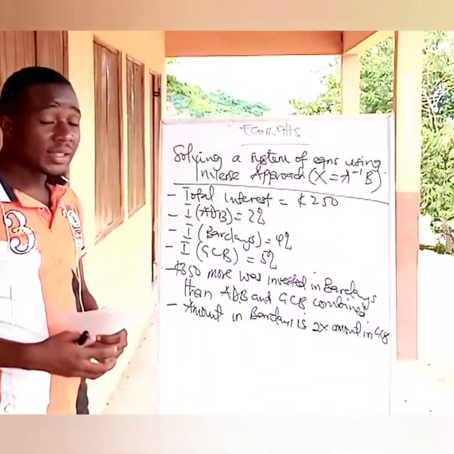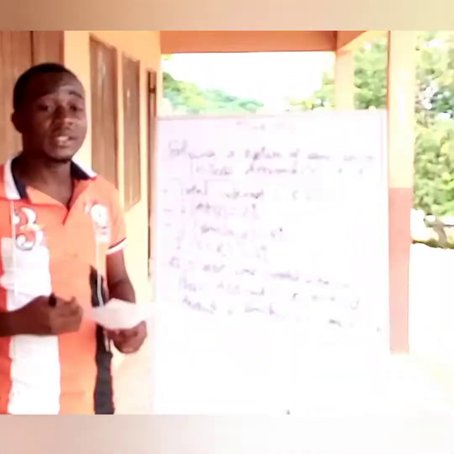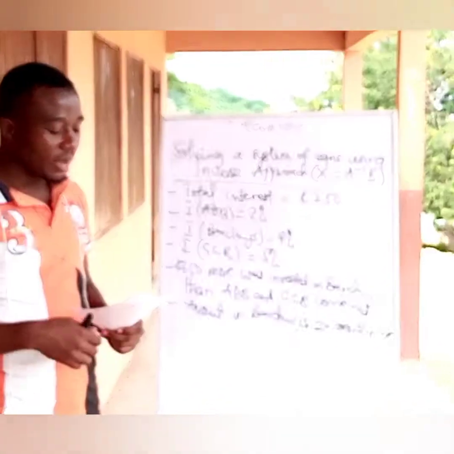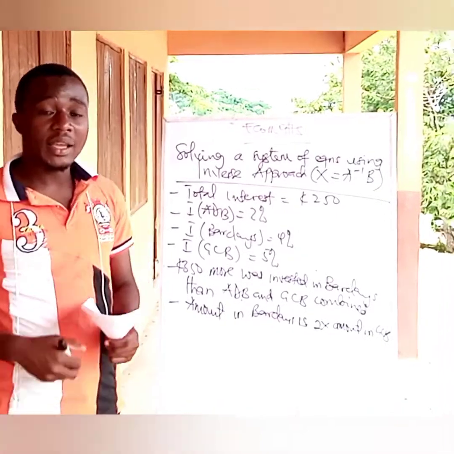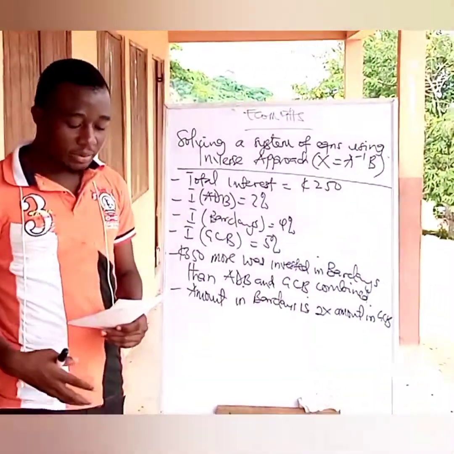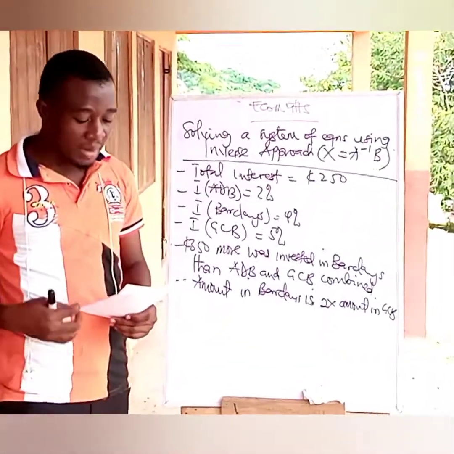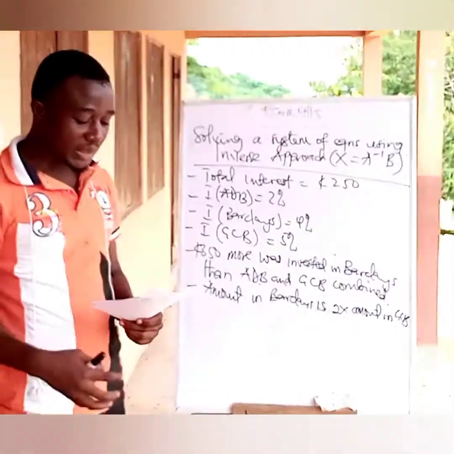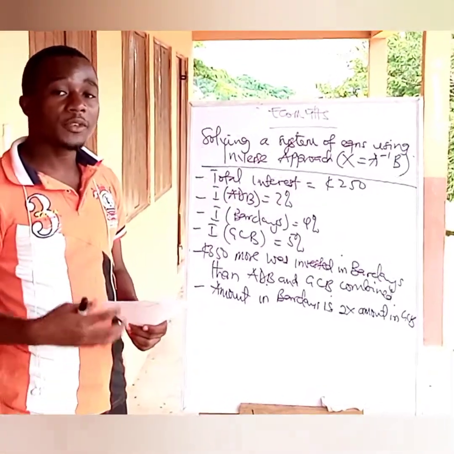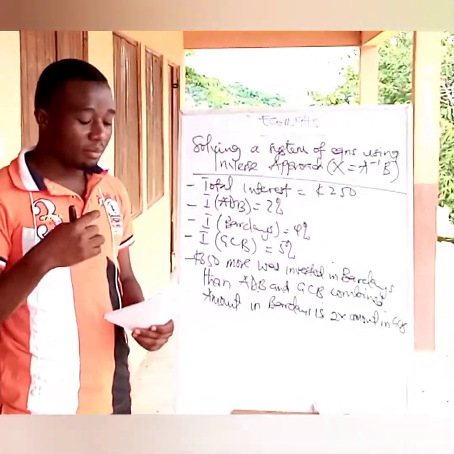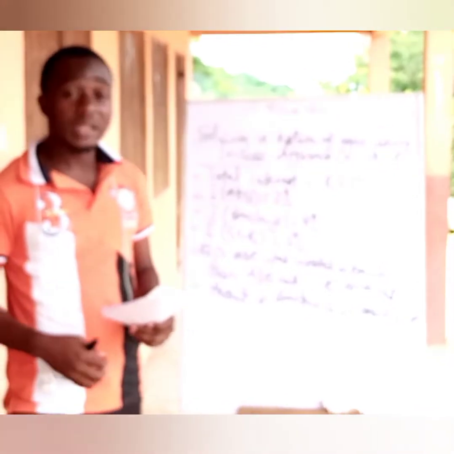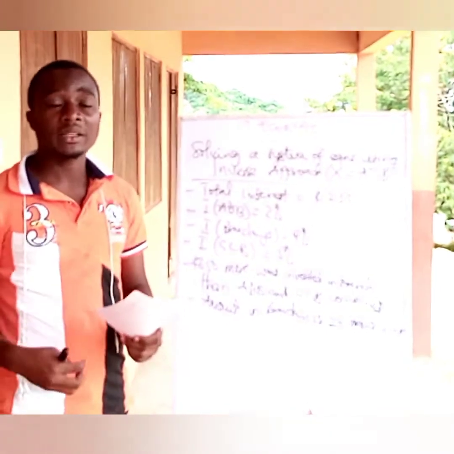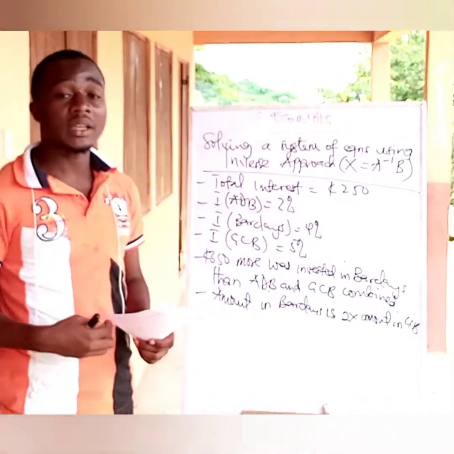Now it says that Stonewall receives 250 cedis per year in simple interest from an amount of money he invested in ADB, Barclays, and GCB. Suppose ADB pays an interest of 2%, Barclays pays 4%, and GCB pays 5% per annum, and an amount of 350 cedis more was invested in Barclays than the amount invested in ADB and GCB combined, and also the amount invested in Barclays is 2 times the amount invested in GCB.